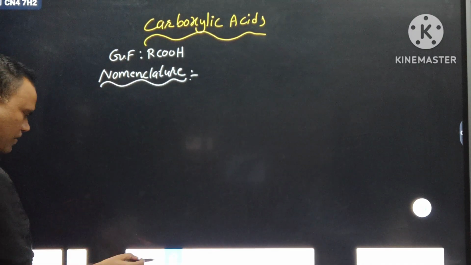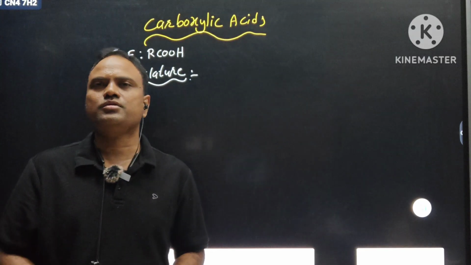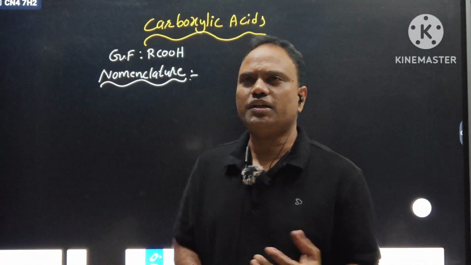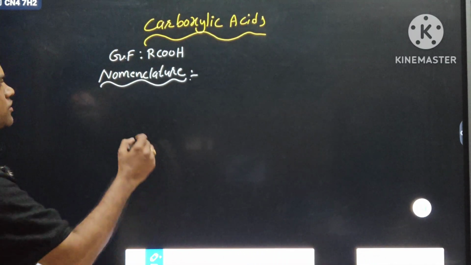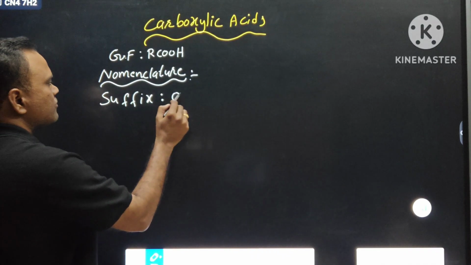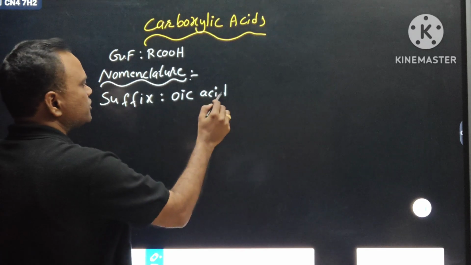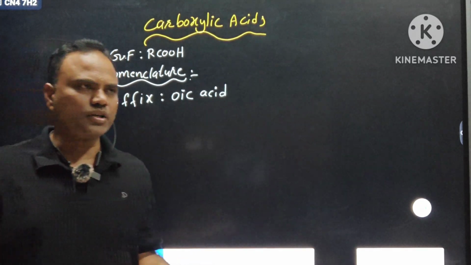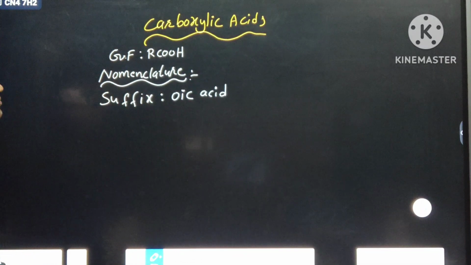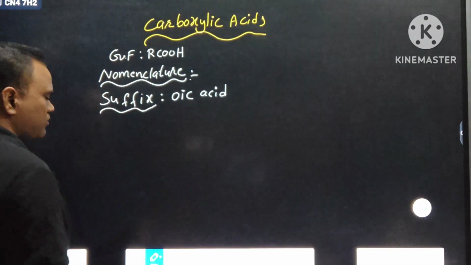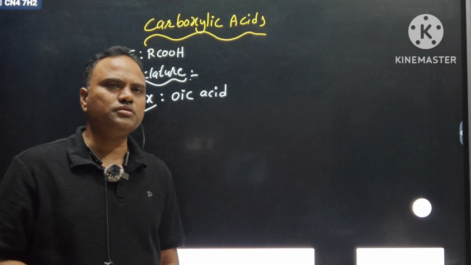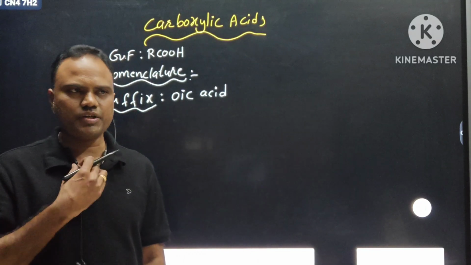Nomenclature. In case of carboxylic acids, what is the suffix? In first year nomenclature we learned the suffix for carboxylic acid: oic acid. Like methanoic acid, ethanoic acid, propanoic acid. Like that, oic acid is the suffix. And we use special names also, common names, in special cases.